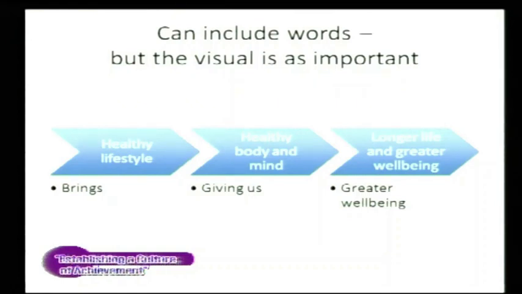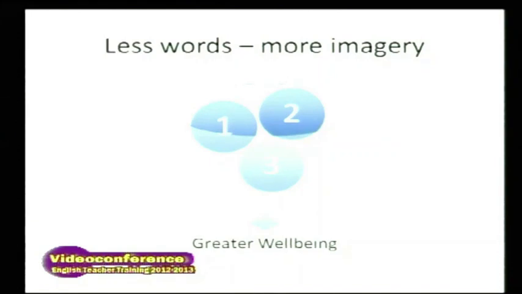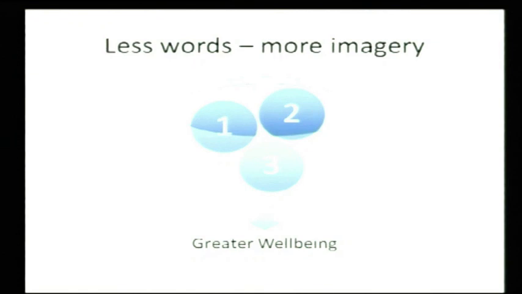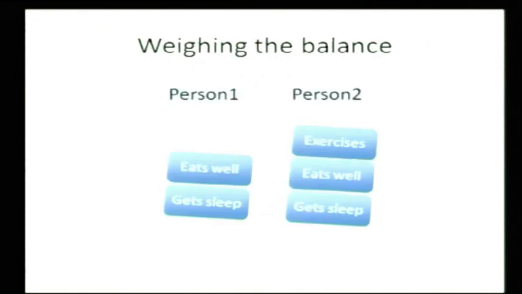So I'll just show you two other of these quickly and then we'll move on to the second topic which is questions. So here's another one. Another visual that could be used for greater well-being. And in this case, we might ask the students, what are numbers 1, 2, and 3? What are 3 things that could lead to greater well-being? And we ask them to say what they think would belong in this visual. Or here's another one. Person number 1 eats well and gets sleep. Person number 2 eats well, gets sleep, and exercises. So again, we demonstrate through an image what can help the second person to be more healthy.